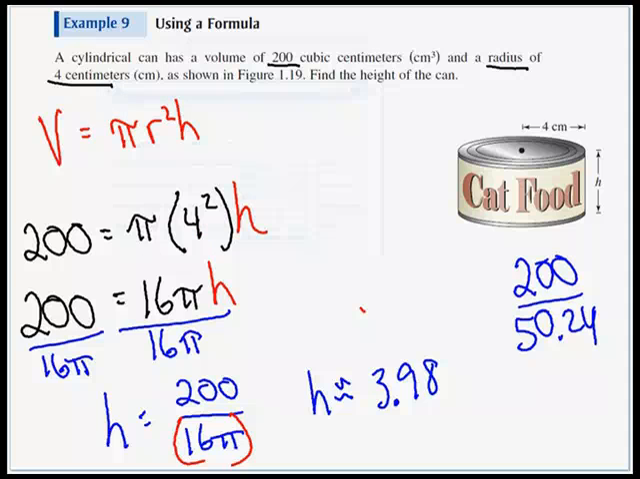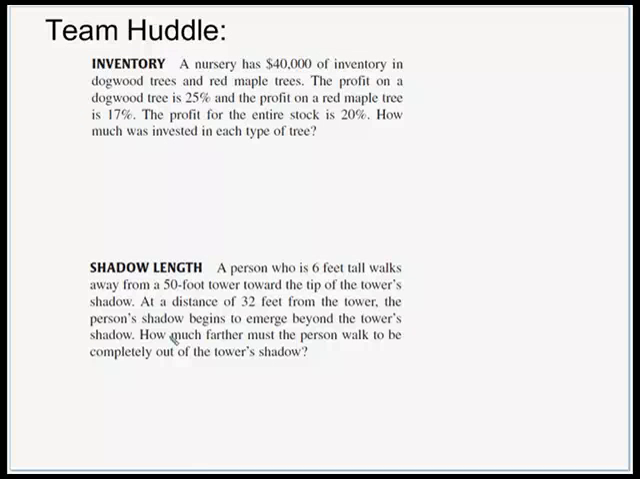And I believe that's the last example. Two problems for the team huddle. An inventory problem, so you're going to set that up as a mixture, and a shadow length problem. That's going to be a lot like, I think, the second example. So pause the video, try those problems, and then fire it back up and see if you got them right.